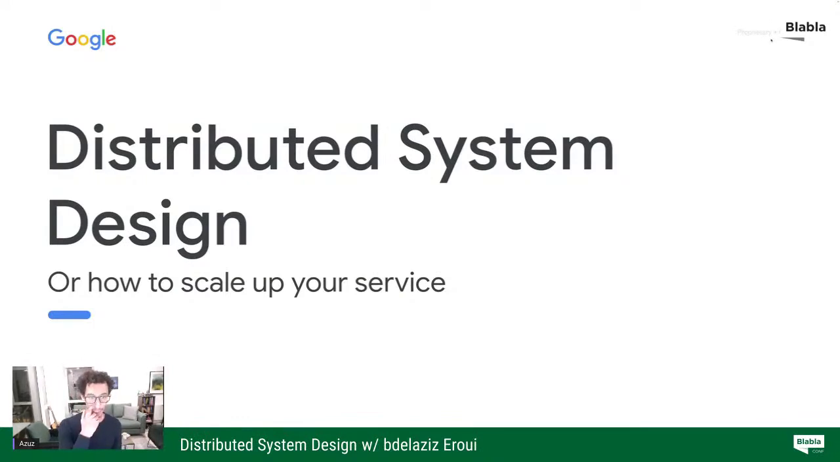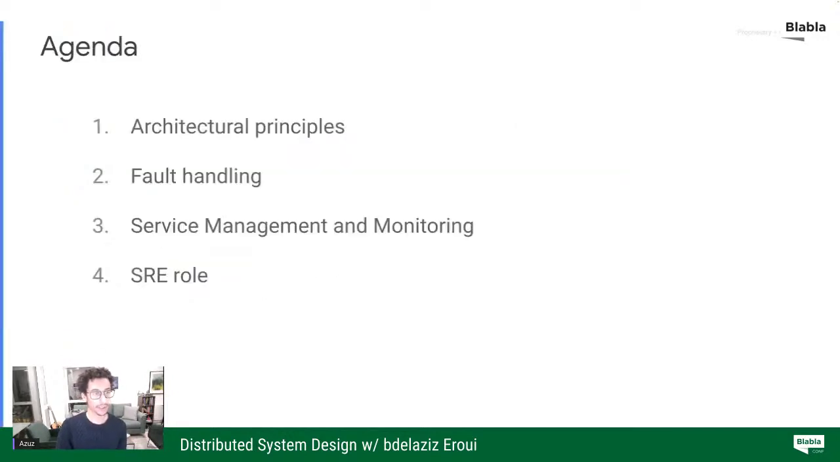How to design a distributed large system, or more or less how to scale it up? Four parts: the first two are architectural principles and fault handling. Then the issues and challenges we face during the design phase of the system with implementation. Then service management and monitoring, implementation of the system. And then we can take a brief look at the SRE role at Google.